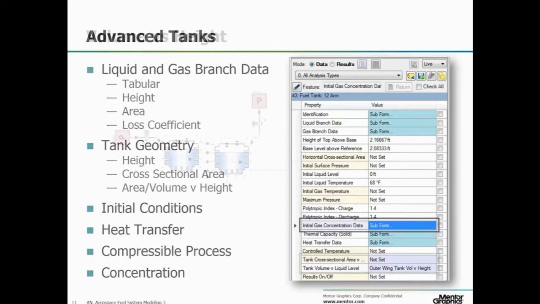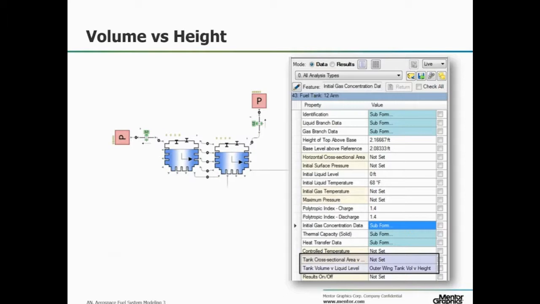Heat transfer, compressible flow, and gas concentration data are available for more complex analyses, and we'll explore the latter in our Inerting case study. One powerful capability that all the advanced tanks and many of the standard reservoir models have is the ability to set a custom relationship between elevation and either cross-sectional area or volume. In this way, it is possible to accurately model the fluid head effects in tanks with a non-uniform cross-sectional area. Using geometry and calculus, or in our example, 3D CAD software, we can generate a relationship of tank volume or area as a function of liquid level for our inner and outer wing tanks and update that relationship as the initial physical design progresses.